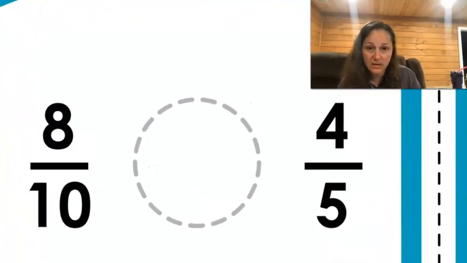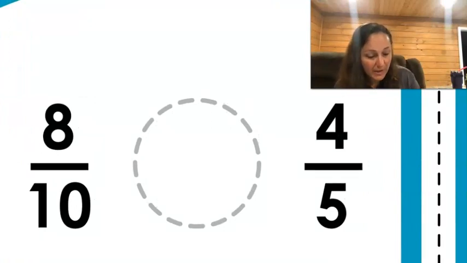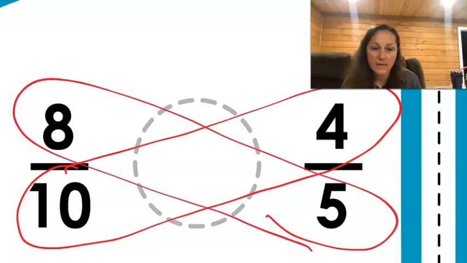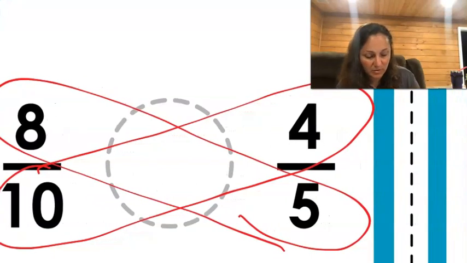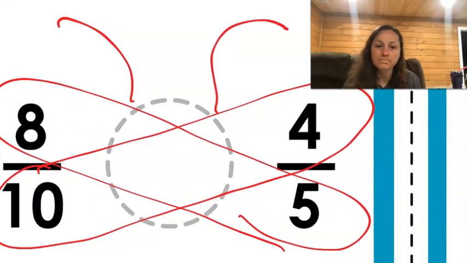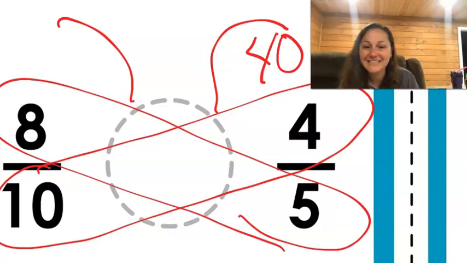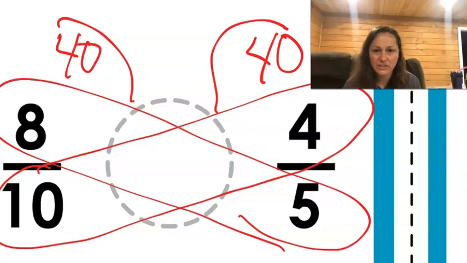Now, I'm going to tell you a secret about this in a minute, but let's do our butterfly. You ready? We're going to go bottoms up, and I'm going to scooch this over just a smidge, draw my little antenna. Let's see, bottoms up. Let's go with the 10 first. 10 times 4 is 40. 5 times 8 is 40. What's going on with these fractions? The 40 and the 40 is the same. So these fractions are equivalent or equal.